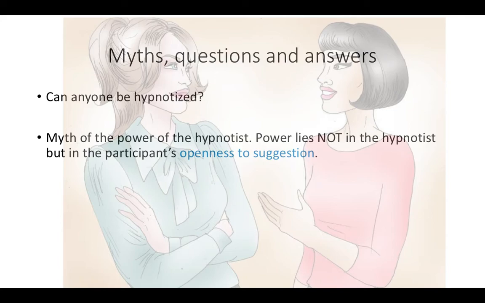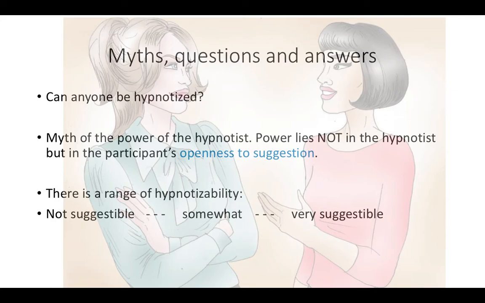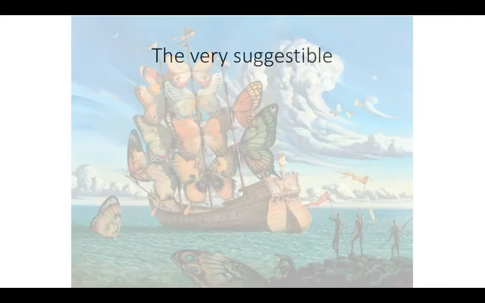There's this idea that the hypnotist has his power over you, and that is very much not true. The power really lies with the subject or the participant. The hypnotist has no power over you that you do not give to her or him. The power really lies in the participant's openness to suggestion. And it turns out among the population there's a range of hypnotizability. Some people are not really open to suggestion and cannot be hypnotized, or it's very difficult to hypnotize them. Most people are somewhat hypnotizable, and a few people are very suggestible and will do quite a number of things.